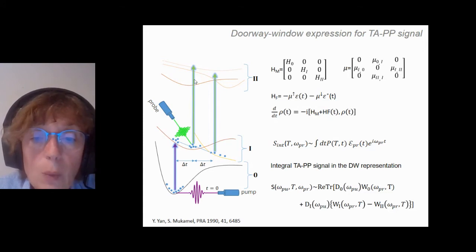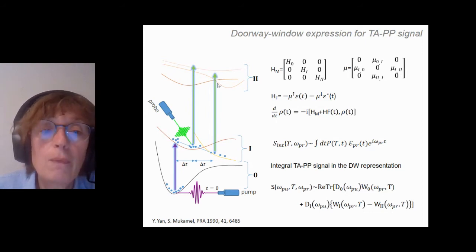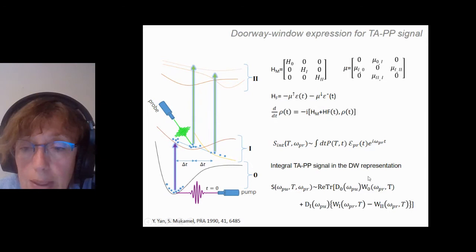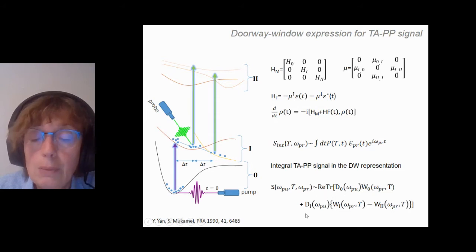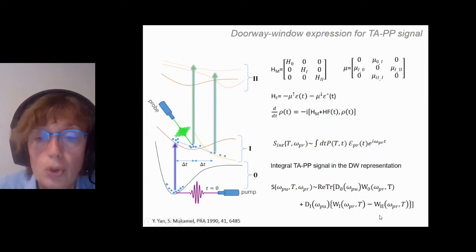These equations are well suited as a starting point for the classical approximation, in which the dynamics of the system will be approximated with classical trajectories. You can see here that we have three contributions: the ground state bleaching contribution, the stimulated emission contribution, and here the excited state absorption contribution.